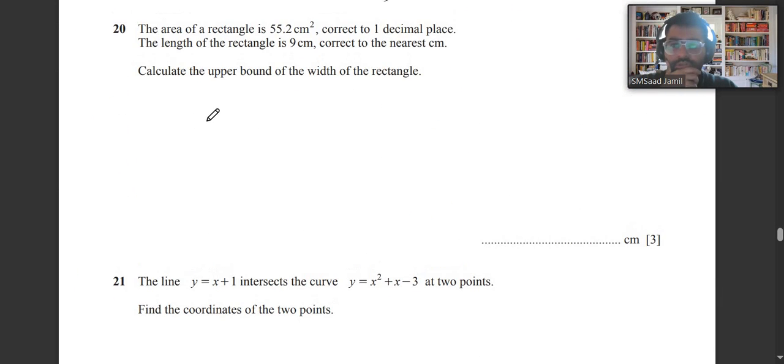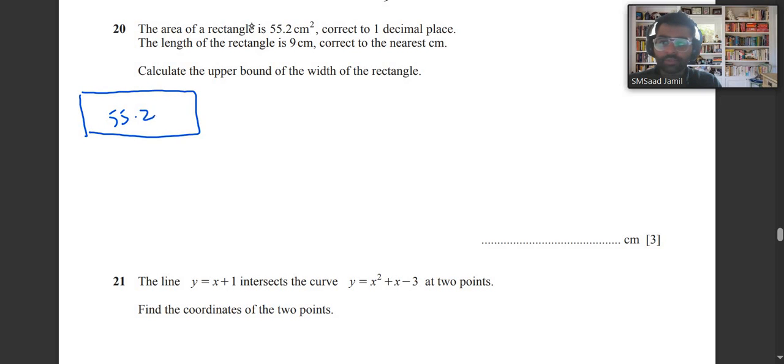Next question. The area of the rectangle is 55.2 centimeters square, correct to 1 decimal place. The length of the rectangle is 9 centimeters, correct to the nearest centimeter. Calculate the upper bound of the width of the rectangle. So look, basically they say that the area is 55.2, the length of the rectangle is 9. Calculate the width. Sorry, this is length. Okay, let's say this is width. So now in this question, it says calculate the upper bound of the width.